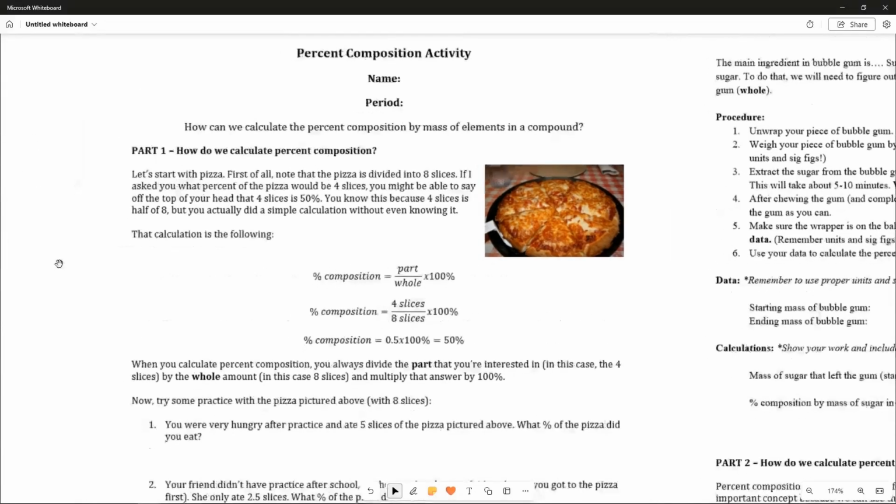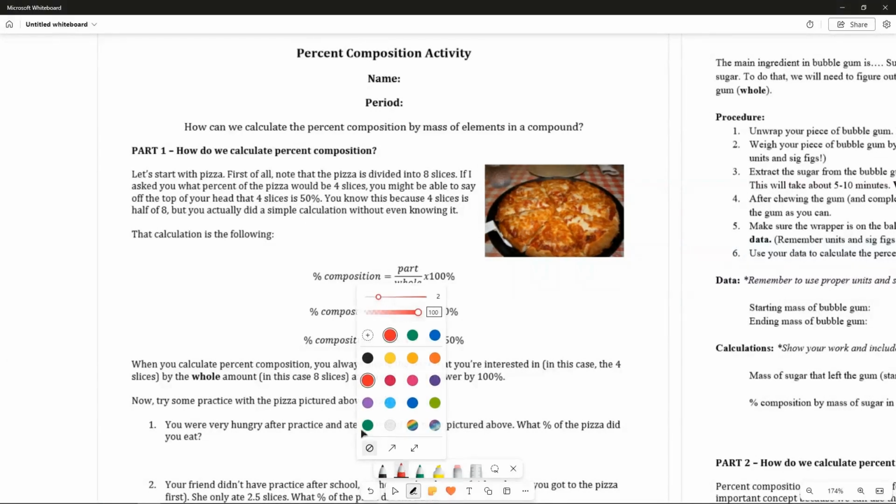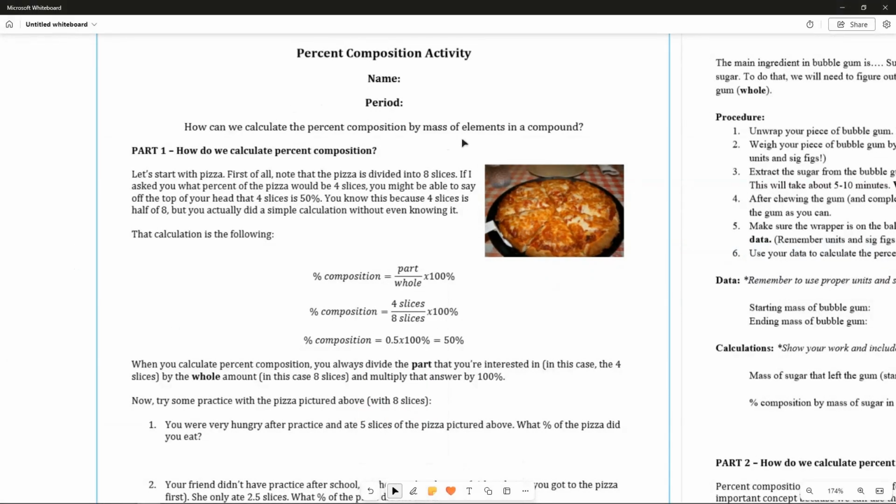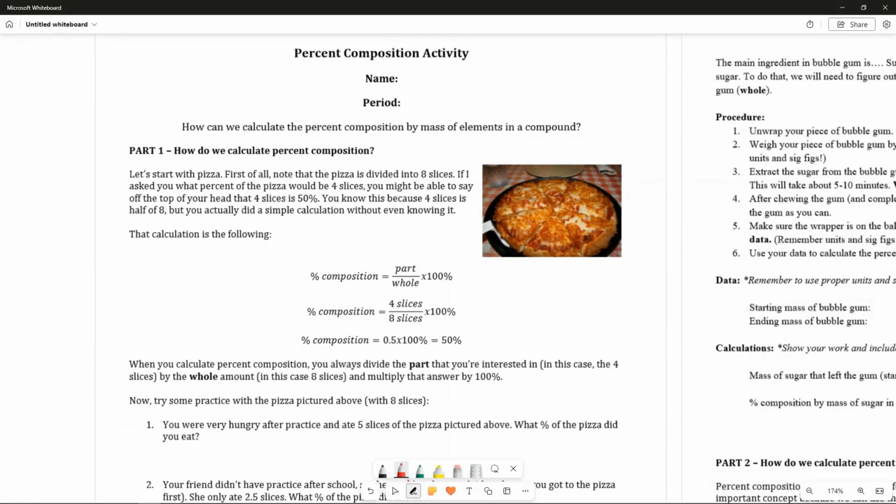Alright, let's get started on the percent composition activity. So our goal today is to determine how you can calculate percent composition by mass of elements in a compound. Alright, so let's start with a basic example of pizza.